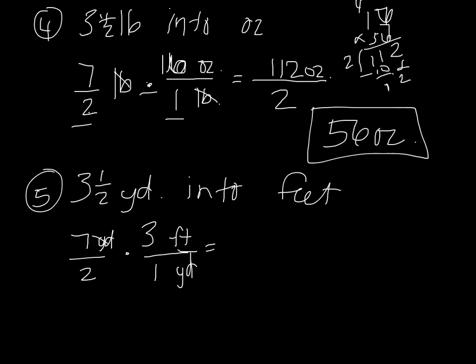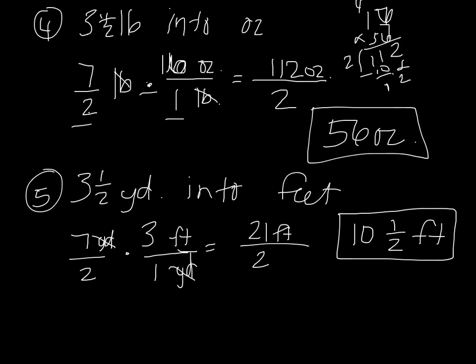Okay, now I'm going to multiply out. Yards cross off. 7 times 3 is 21. Feet is left, divided by 2. Well, 2 goes into 21 10 times, and there's 1/2 left over, so it is 10.5 feet for my answer.